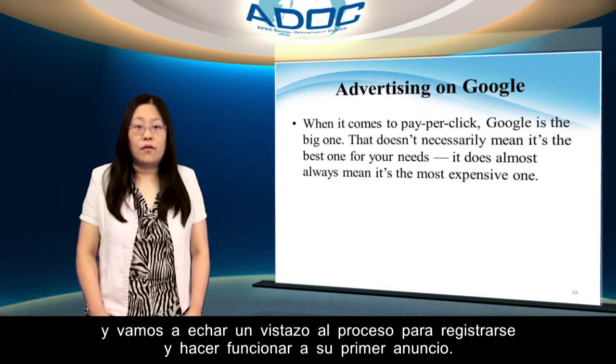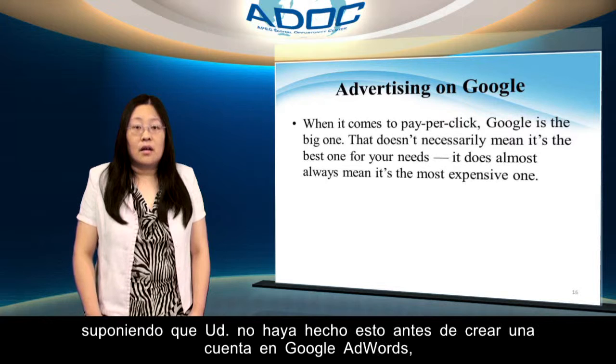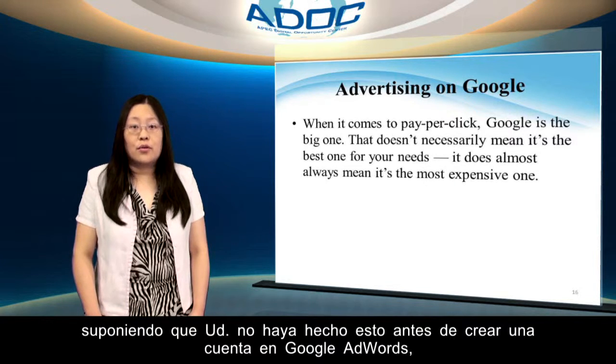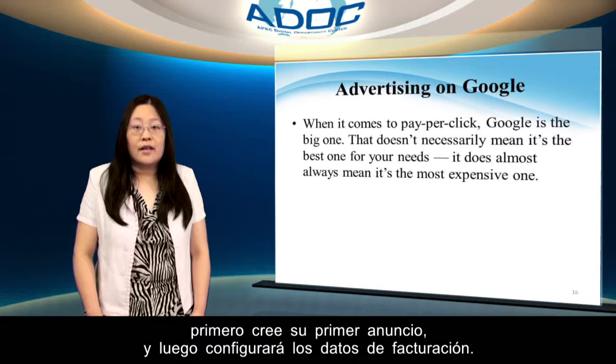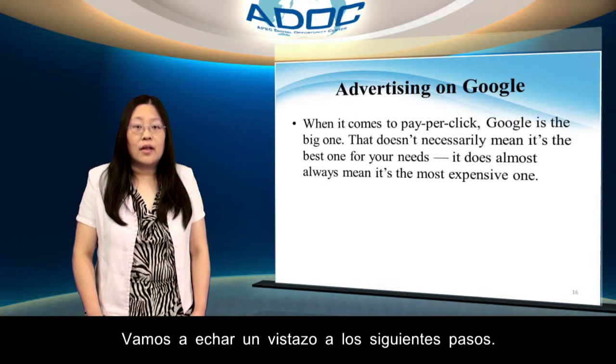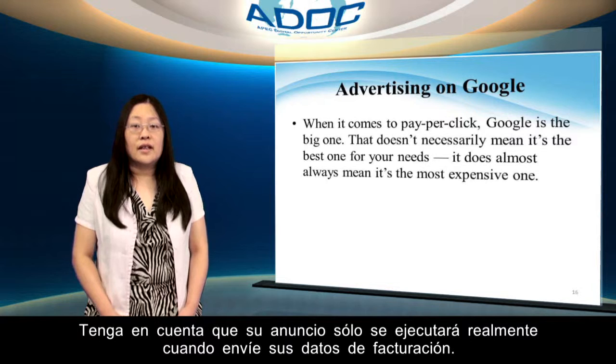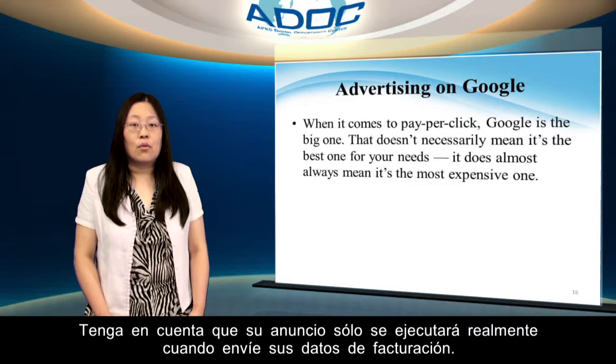and getting your first ad up and running. There are 3 steps to getting your first ad up and running. Assuming you haven't done this before, you create a Google AdWords account. You create your first ad, and then you set up your billing information. We'll take a look at the steps here. Note that your ad will only actually run when you submit your billing information.